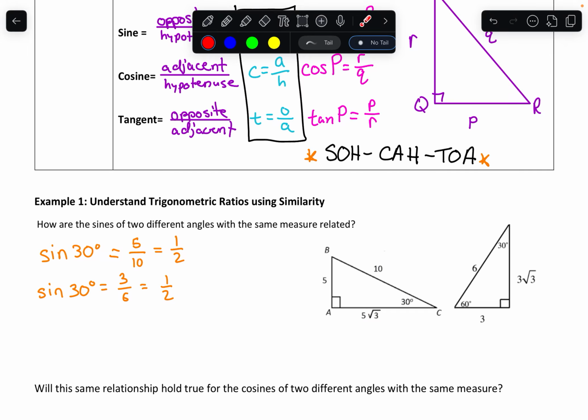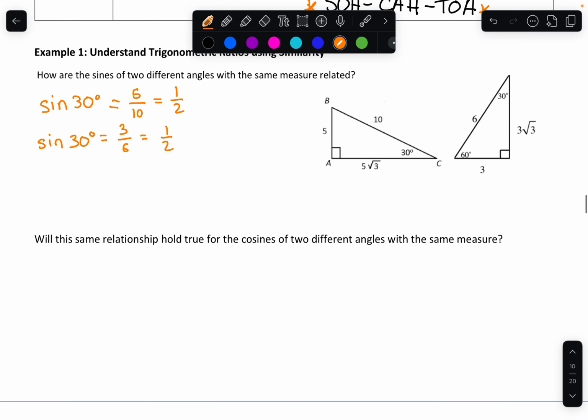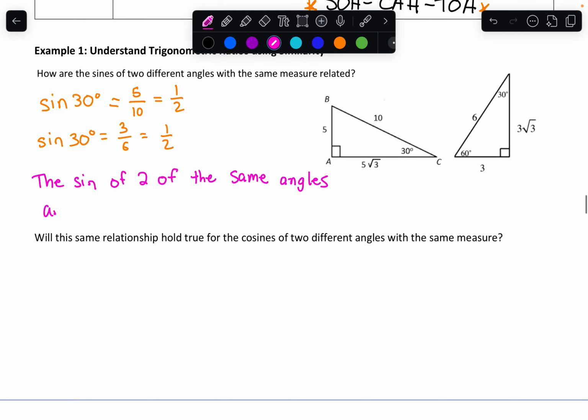So we can conclude here, what we learned, which is that the sine of two of the same angles are the same. The sine, S-I-N, of two of the same angles are the same.